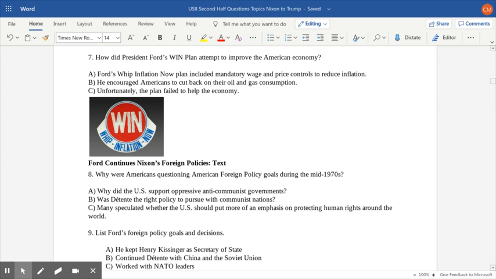In addition to that, some people wondered about détente, the idea that Nixon and Kissinger, when they came into the presidency in 1969, had implemented: that we should try and thaw out the Cold War and lessen the tensions between the United States and the Soviet Union and China. Many speculated whether the United States should put more of an emphasis on protecting human rights around the world. Should the United States be the big brother for countries around the world? If we see a country that's impoverished or struggling, is it the responsibility of the United States to step in?